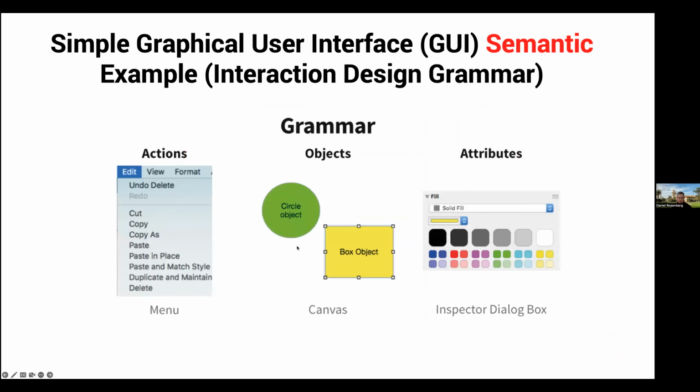So what do I mean by grammar, right, and semantics? All user experiences can be described in advance as a set of actions, objects, and attributes that human beings understand when they're shown on a screen.